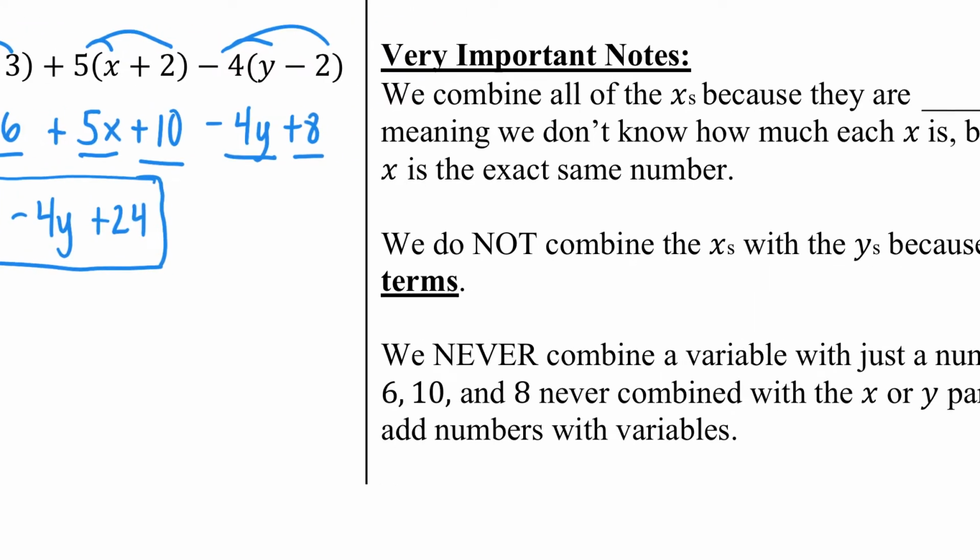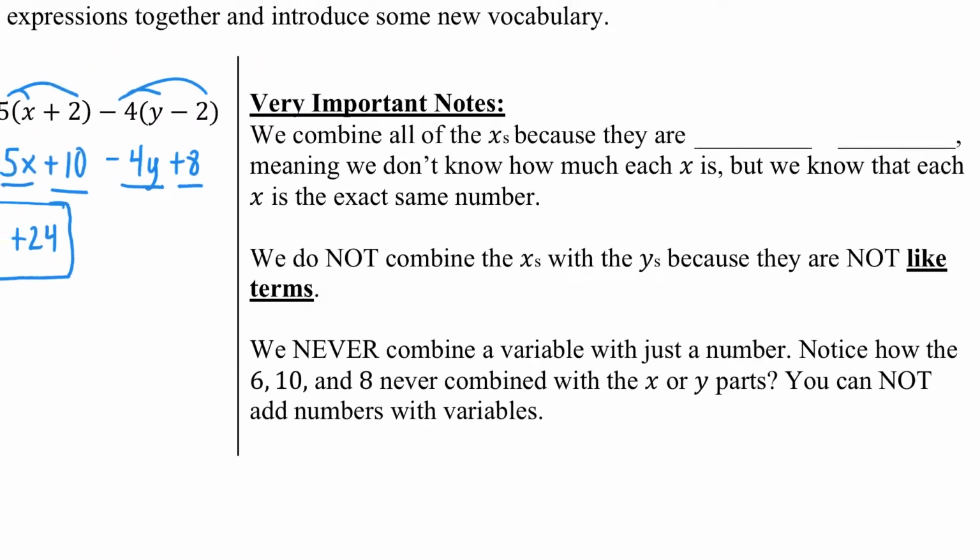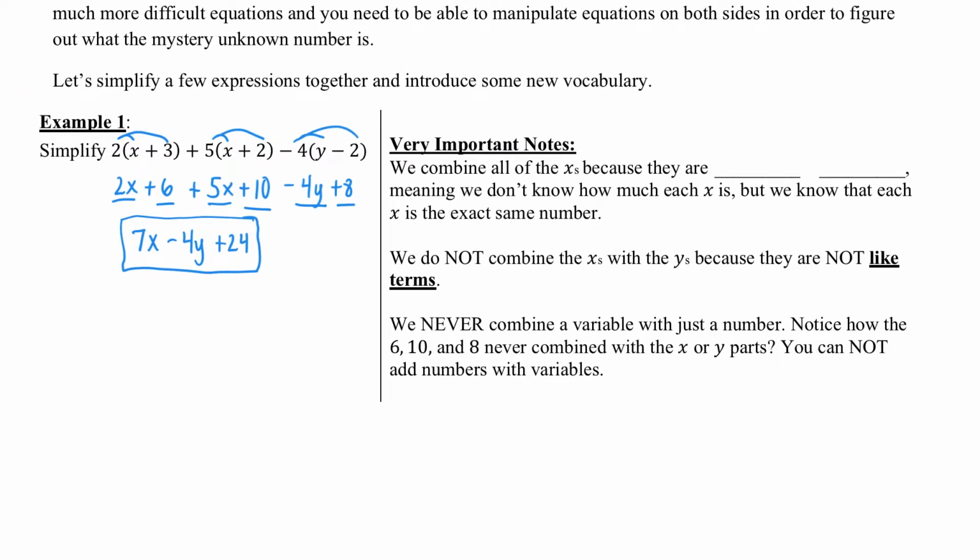Okay? So some very important things to say here. We combine all the x's, that's how you read this, x's, because they are, so this is our little vocab here, called like terms. So we're going to write like terms here, meaning we don't know how much each x is, but we know that each x is the exact same number.